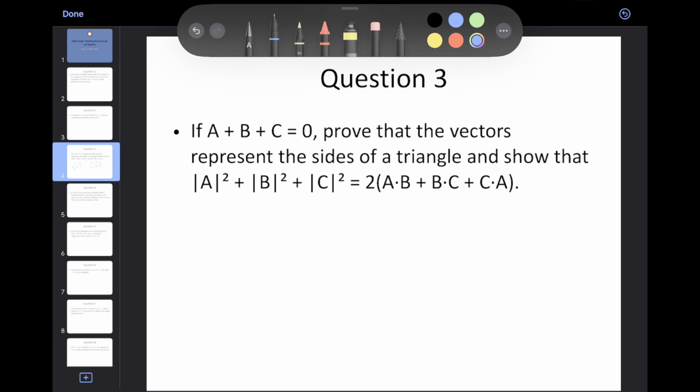Next is: if A plus B plus C is equal to 0, prove that the vectors represent the sides of a triangle, and show the given relation.